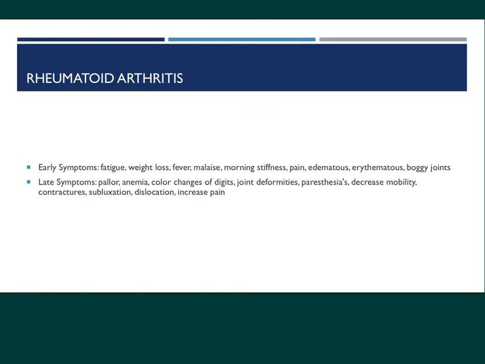What I can tell you is that the early signs and symptoms are very different than typical arthritis because it is systemic. So the person often has fatigue, weight loss, sometimes a fever, general malaise. They have morning stiffness. Their joints can be considered edematous, boggy, and there can be erythema at the joints themselves. There's good pictures on page 1570 that show you that's actually what's going on at the different joints.